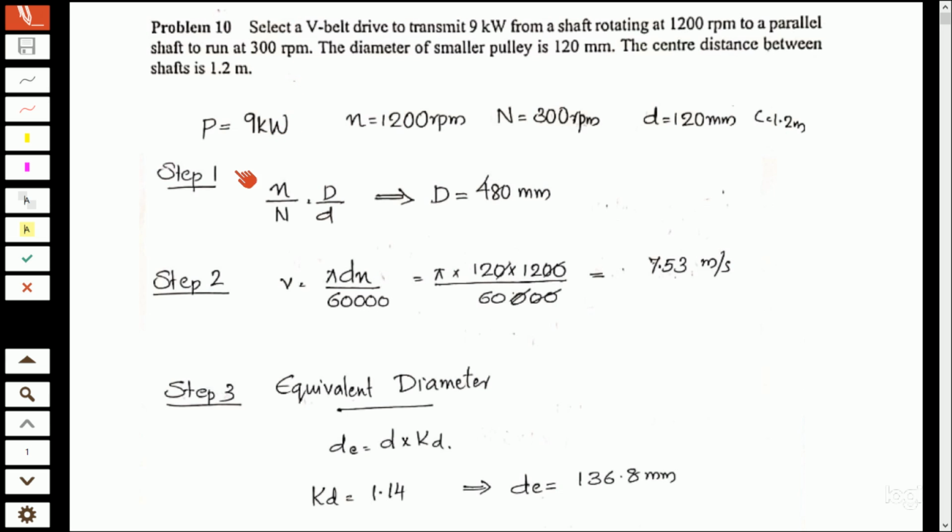So let us move directly into the design procedure. What is the initial step? We have to find out the unknown using the velocity ratio equation. The unknown value is capital D. We got the value as 480 upon substitution.